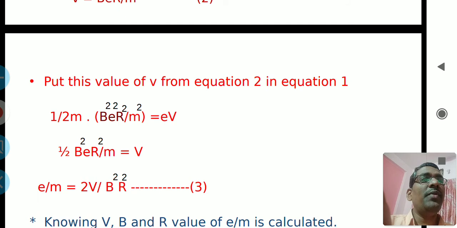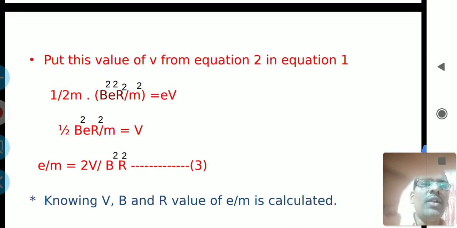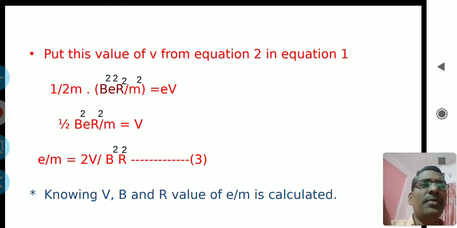So here half mv square. Square that v, so it is B square e square R square divided by m square, and the right hand side is as it is, that is e into V. So if we solve this equation, there is half B square. See, in the left hand side there is e square, and in the right hand side there is e, small e. So e gets cancelled. So the equation becomes half B square e now only, because e got cancelled, R square divided by m is equal to capital V, which is the potential.